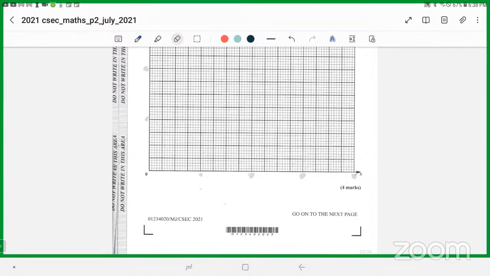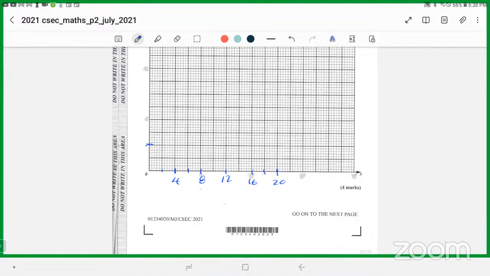I'm going to change the scale. I'm going to go 2, 2, 2. So I'm going to go 2, 4, 6, 8, 10, 12, 14, 16, 18, 20. I'm going to do that. There's a different scale on the y-axis. The 20 can work on the y-axis.